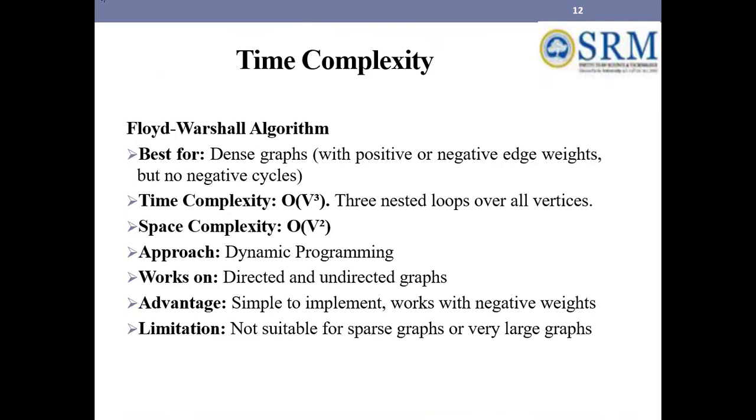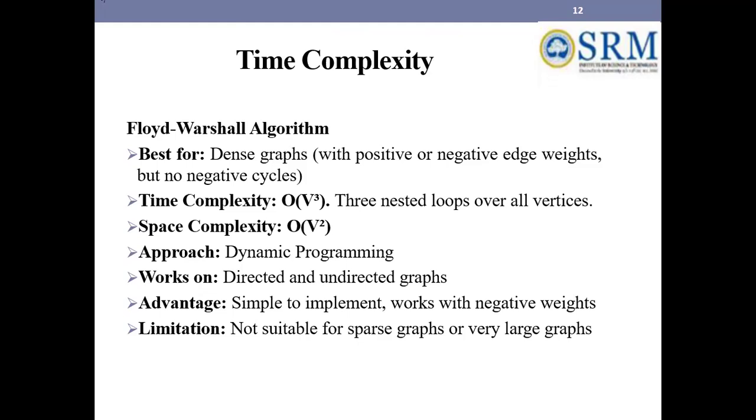And time complexity. This is best for dense graphs with positive or negative edge weights. The edge can have a positive value or negative value, but no negative cycle is allowed. If the graph has a negative cycle, that approach cannot be applied. Time complexity is order of v power 3. Yes, there are three iterations.